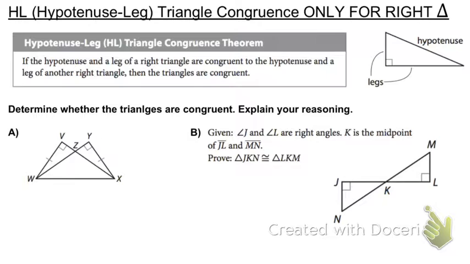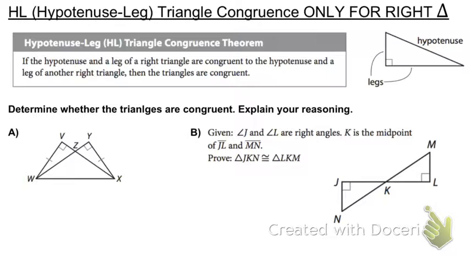Now, does it say which leg you have to have? No. Does it say hypotenuse leg leg? No, it just says hypotenuse leg. So you need the hypotenuse, which is always across from the right angle. What else do we know about the hypotenuse? What do we know about its length compared to the other sides? It's always longer. So you have to have the hypotenuse of each right triangle congruent, and then one of the legs. A squared plus B squared, that is a theorem for right triangles.